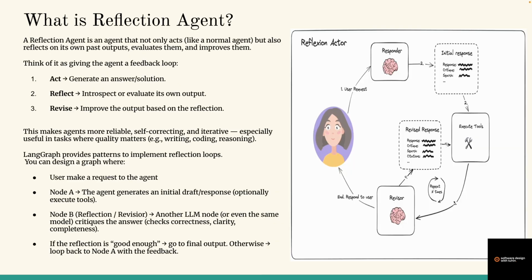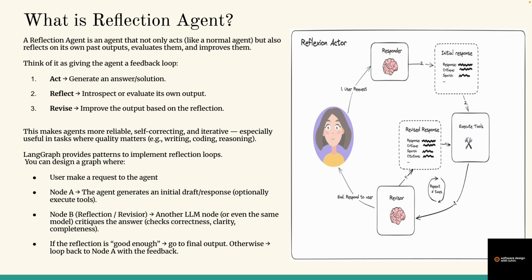Now what is a reflection agent? In episode 6, we learned about the React Agent. A React Agent is a framework for building a graph-based intelligent agent. A Reflection Agent is a similar, quite popular framework for building graph-based intelligent agents. Our Reflection Agent not only acts like a normal agent, but it also reflects, meaning it introspects on its own past outputs, evaluates them, and then improves them. You can think of it as giving the agent a feedback loop.